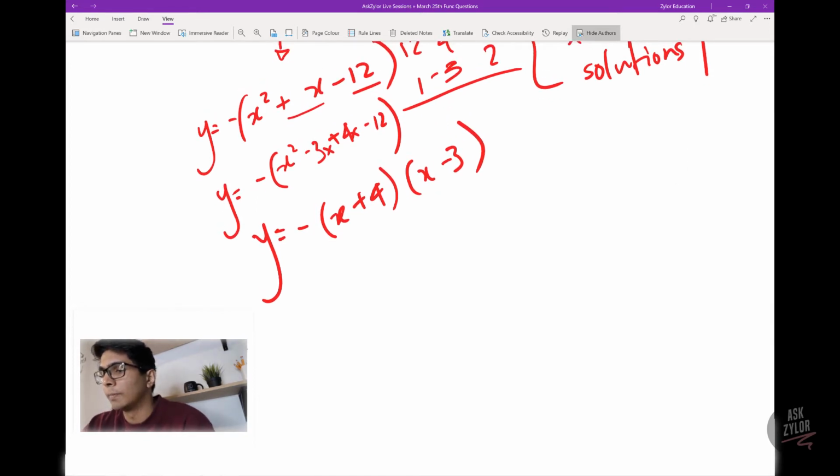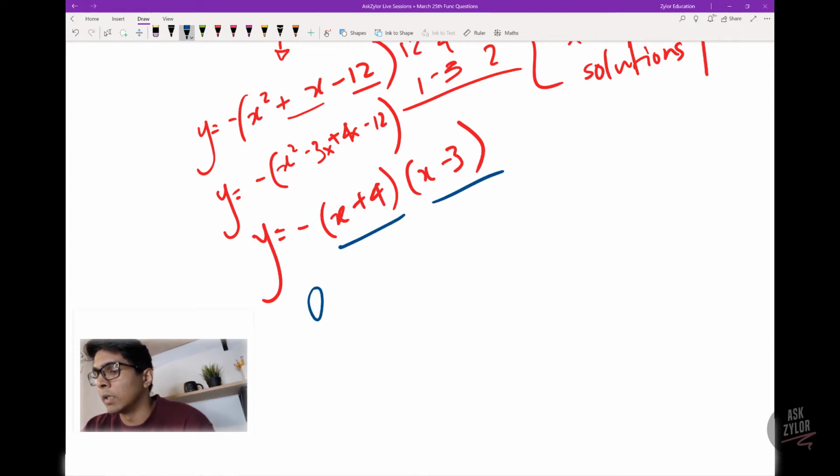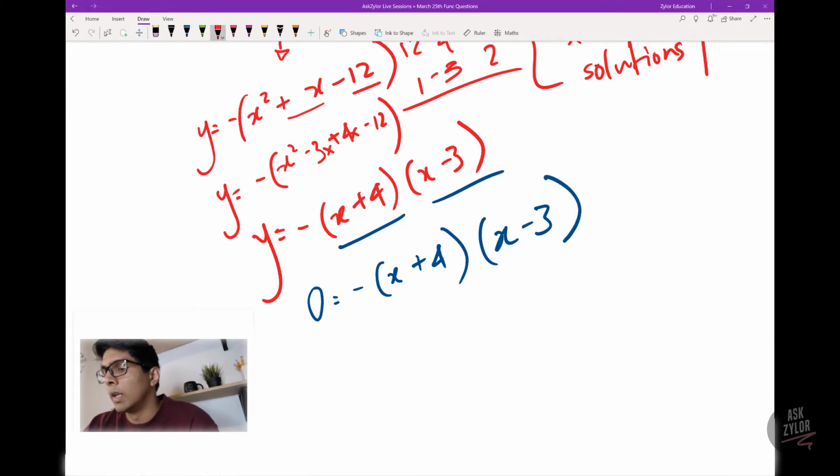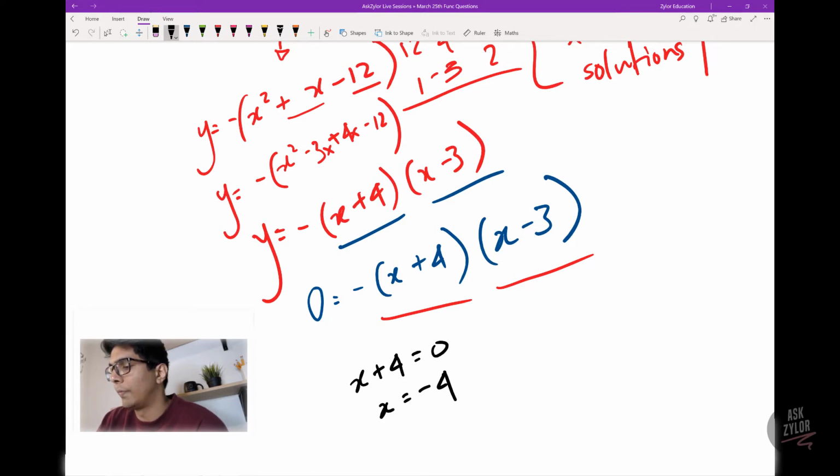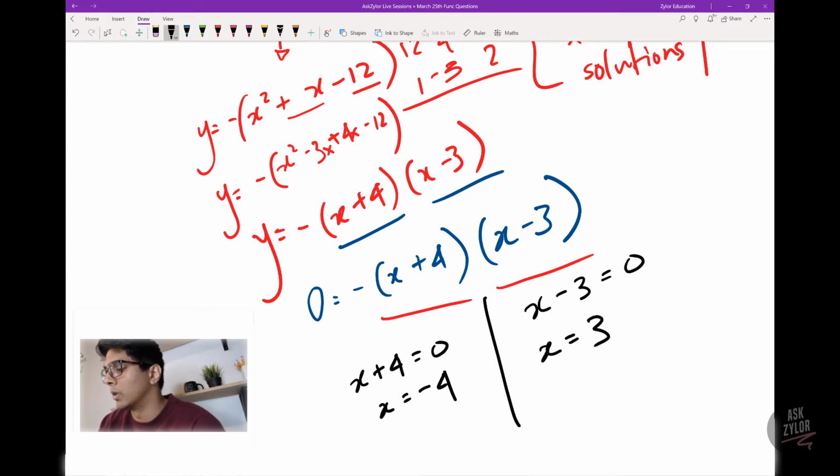So the next step is to see when each of these terms is equal to 0, because my x-intercept is when y is equal to 0, so I can sub in 0 for y and leave the rest of the function the way it is. So the only way I can get y equal to 0 is if one of these terms is 0, so that 0 times any number is just going to give me 0, right? So then I'm going to equate each of these terms to 0, so x plus 4 is equal to 0, so x has to be negative 4, and then x minus 3 has to equal 0, so x has to equal positive 3.